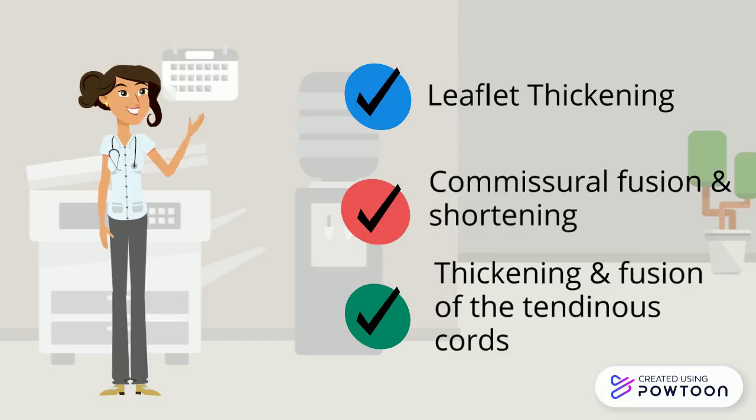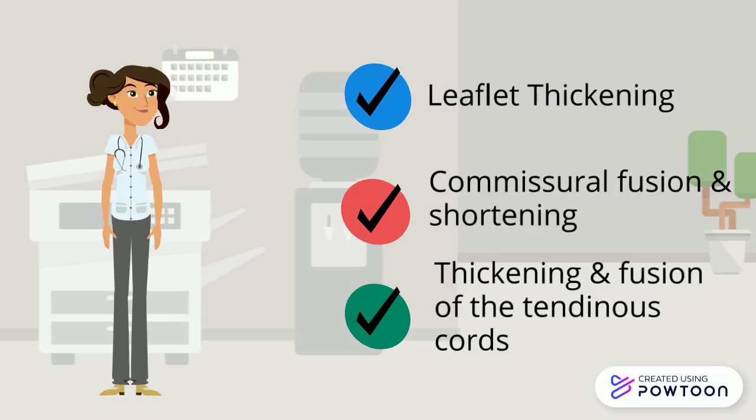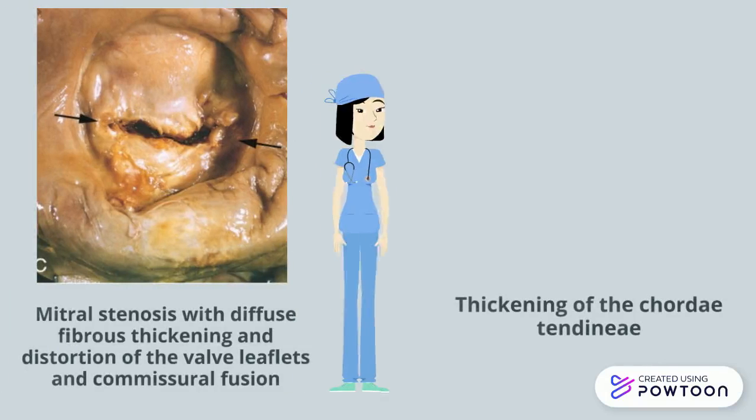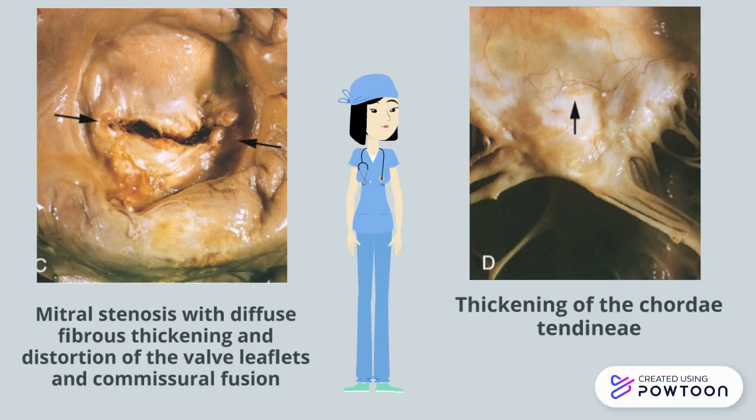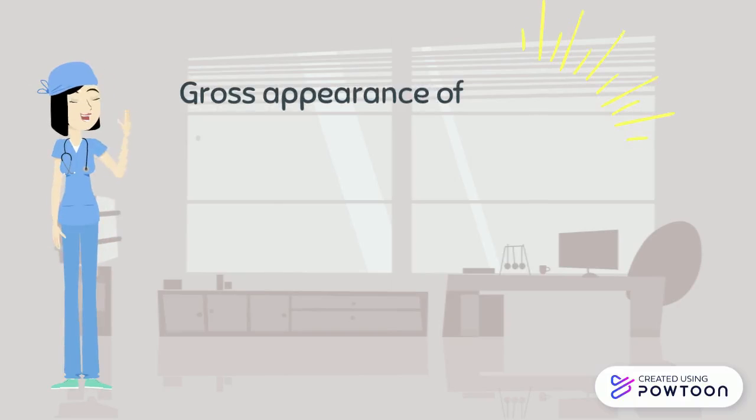The mitral stenosis with diffuse fibrous thickening and distortion of the valve leaflets and commissural fusion will be explained more in the next slide. For the thickening of the chordae tendineae, we can also note the neovascularization of the anterior mitral leaflet, as shown by the arrow. Fish-mouth stenosis is created by the calcification and fibrous bridging across the valvular commissures.